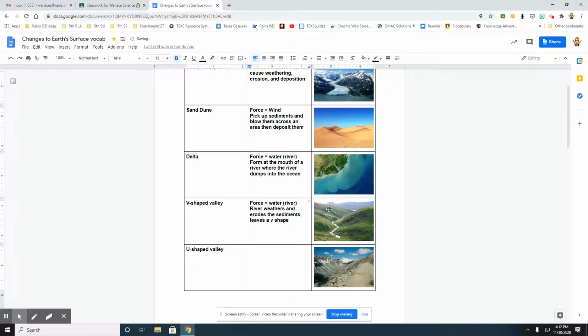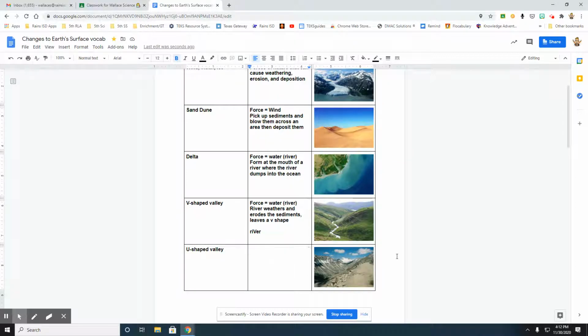And so we see that here. We can see that pretty steep hills on each side. It's a pretty definite V shape, okay? And here's how I want you to remember this. The word river has a V in the middle of it, okay? So when you see that V in river, I want you to think V-shaped valley, okay?